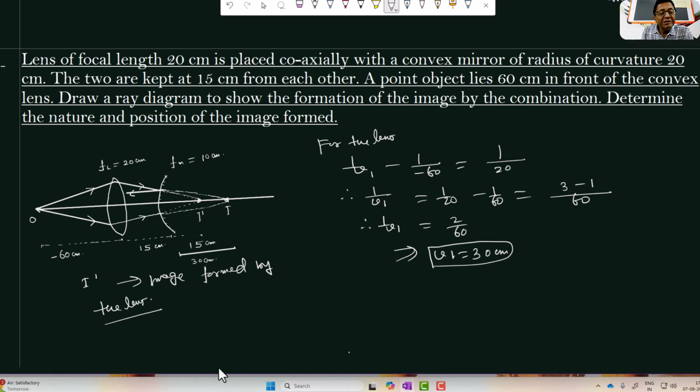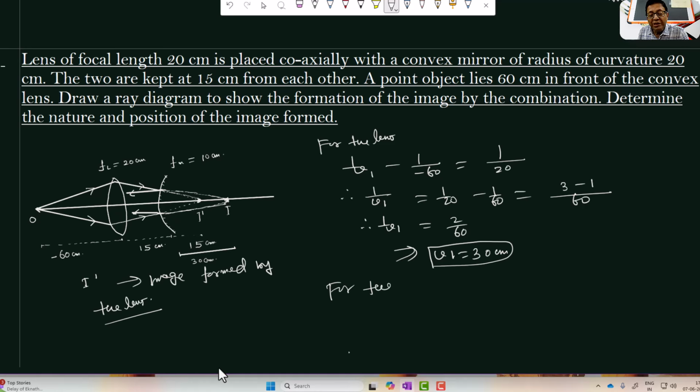Similar is the case here also. After reflection, by following the law of reflection, it will go like this and then produce it in the backward direction so that the final image is formed at I.